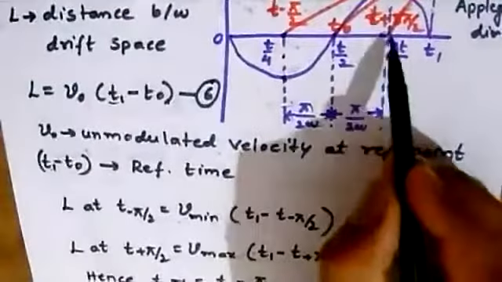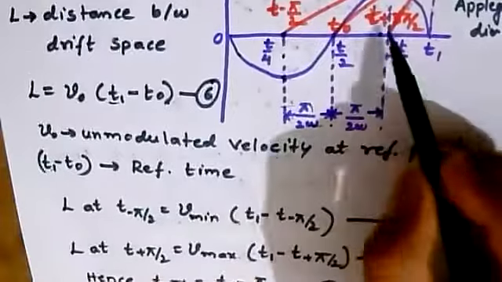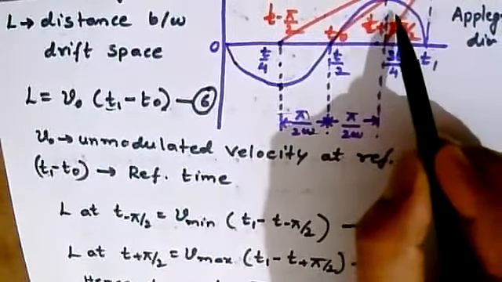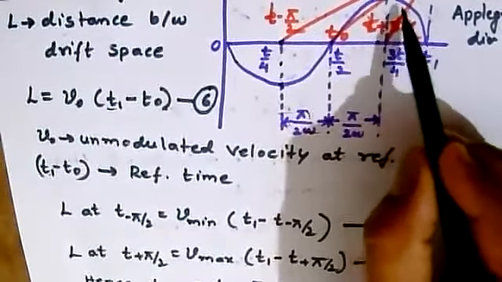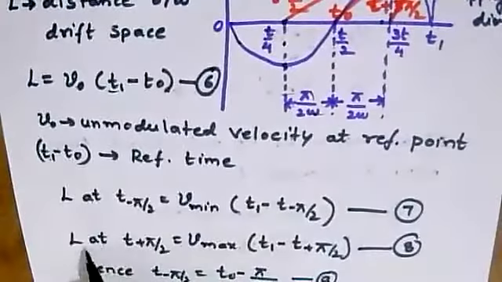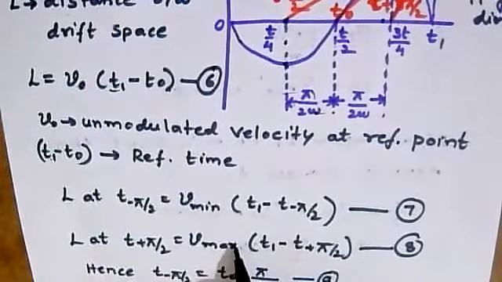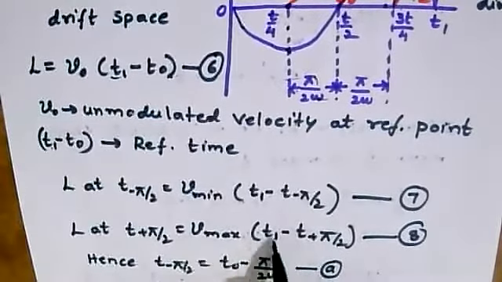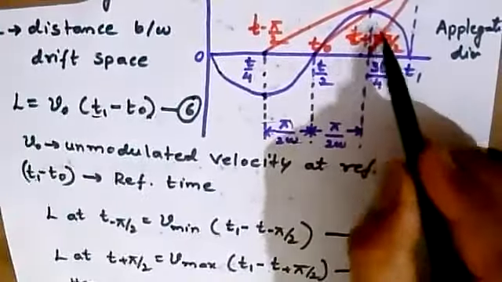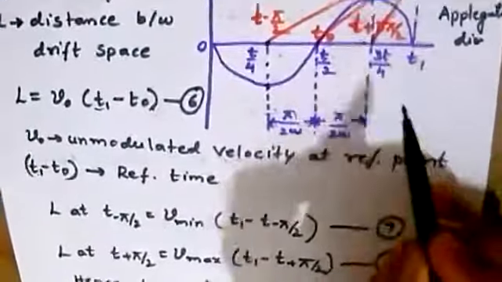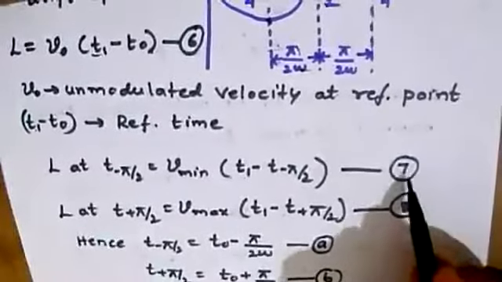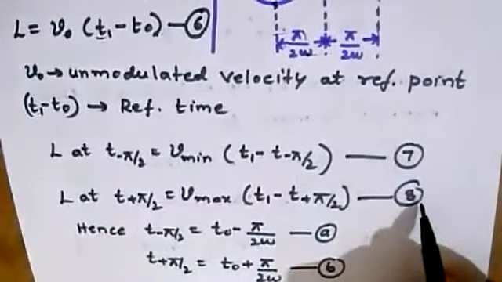Similarly, at this particular point, as it is influenced by the positive RF field, the velocity will be maximum, so the distance at t plus pi by 2 will be regarded as V maximum, with t1 minus t plus pi by 2. Let this be equations 7 and 8.